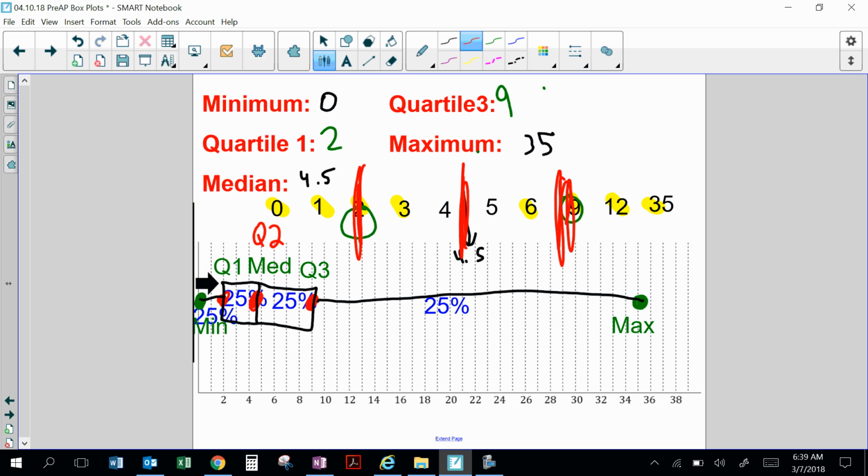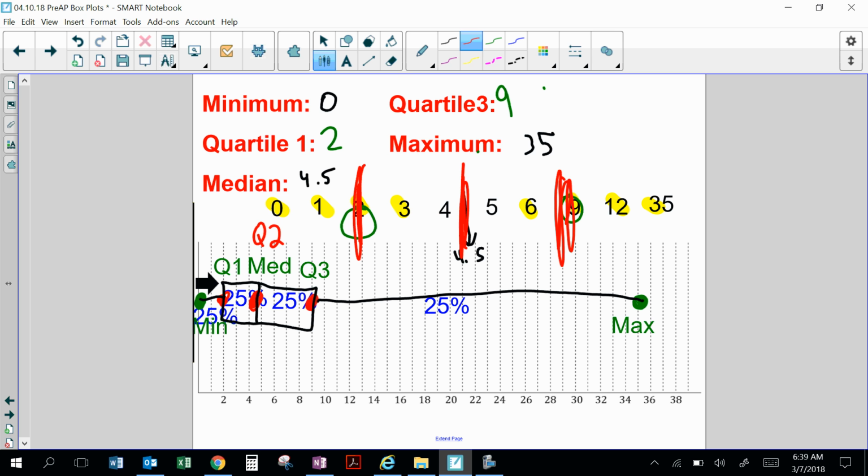So for example, if I ask this question, what percent of the numbers are 2 and higher? If we look here, 2 and higher: 25, 25, 25, 75%. You don't trust? Yeah. And then you might ask, what percent is from 4.5 to 35? That's 25, 25, 50% of the numbers are here.